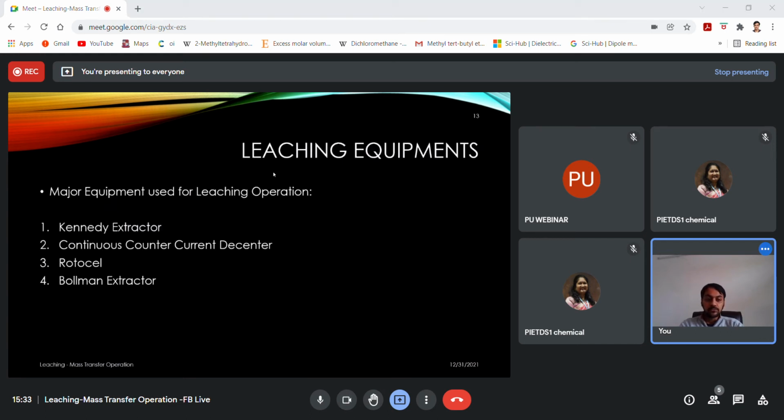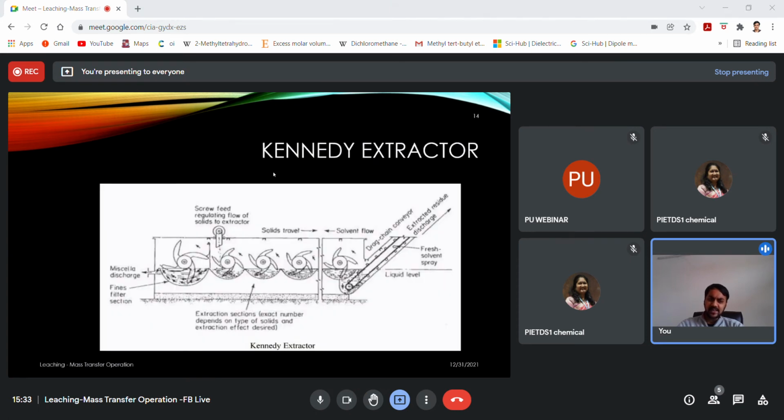Now, there is leaching equipment. There are basically 4 major types of equipment that industry uses for leaching. Apart from this tank system, there are the Kennedy extractor, continuous counter current decanter, rotocell, and Ballman extractor. All these types of equipment are used in the industry. We will go through them not in detail but briefly.